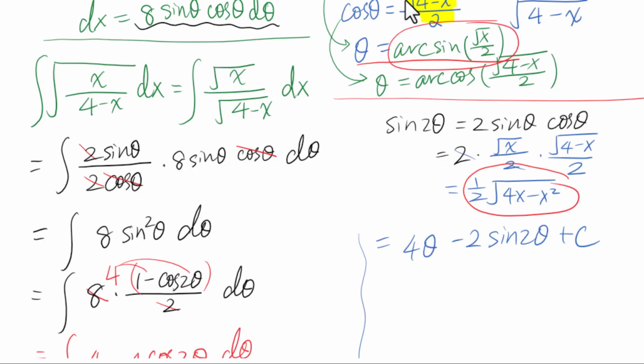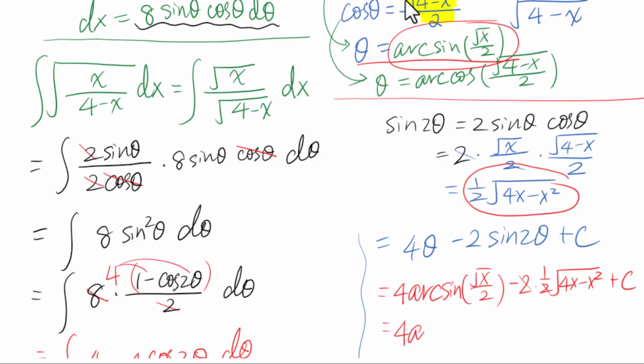Then we will do substitution for theta and sine 2 theta, which equals 4 arc sine square root of x over 2 minus 2 times 1 over 2 square root of 4x minus x squared plus c. Simplify. Final answer: 4 arc sine square root of x over 2 minus square root of 4x minus x squared plus c.